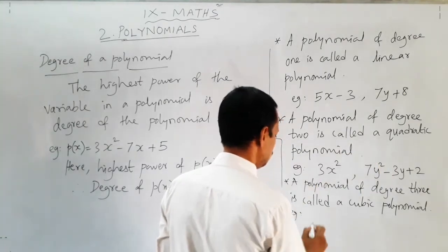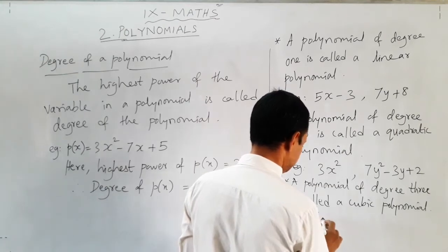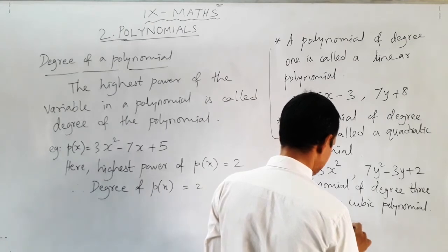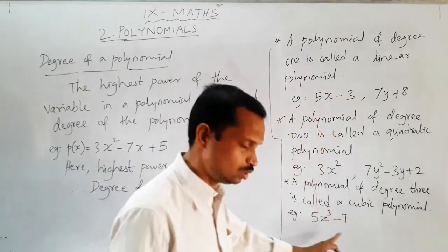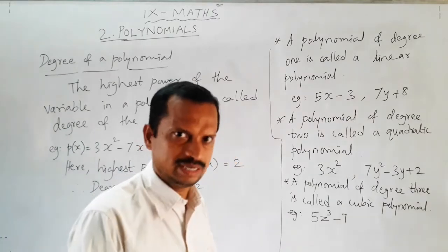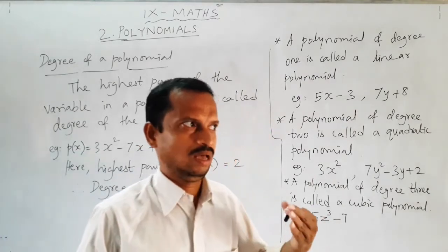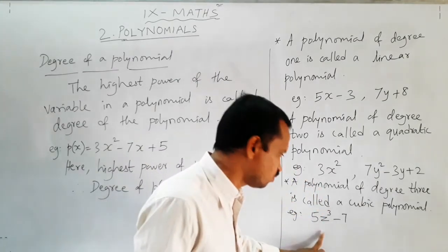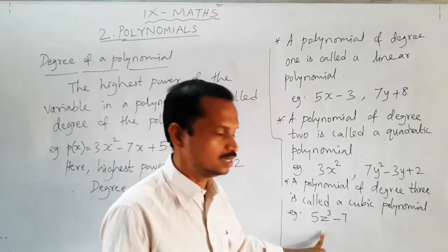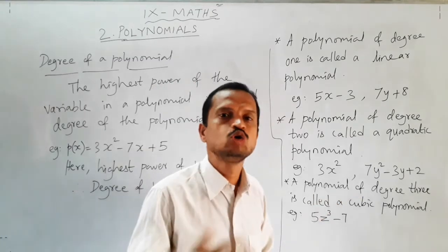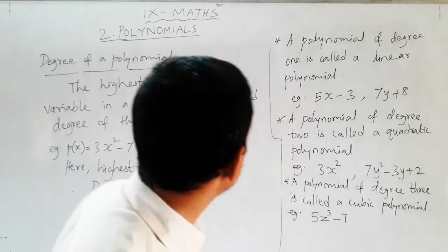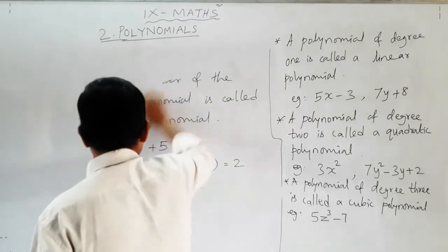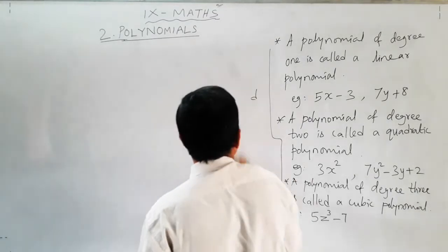An example you can give: 5z cube minus 7. Here only 2 terms, but the variable is z, whose highest power is 3. So 3 is the degree of 5z cube minus 7. Therefore a polynomial of degree 3 is called a cubic polynomial. Clear? Suppose degree 4 comes, what is the name? This is new to you. Okay.